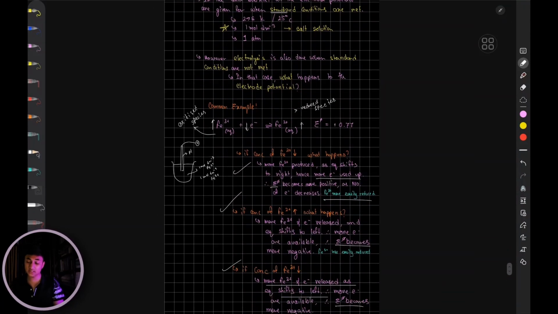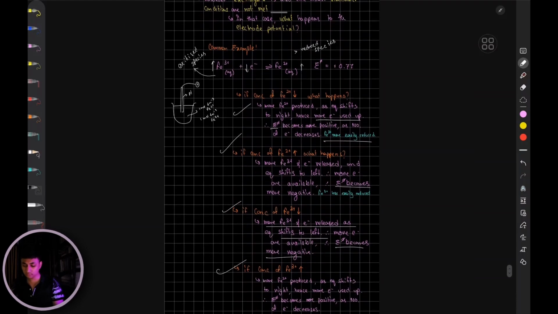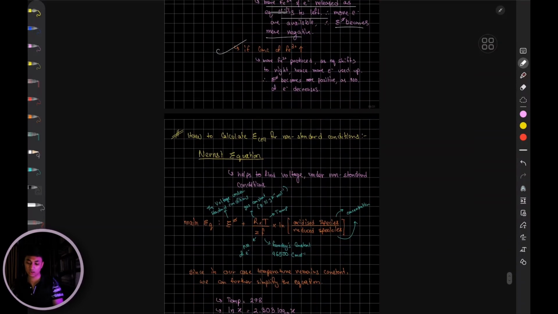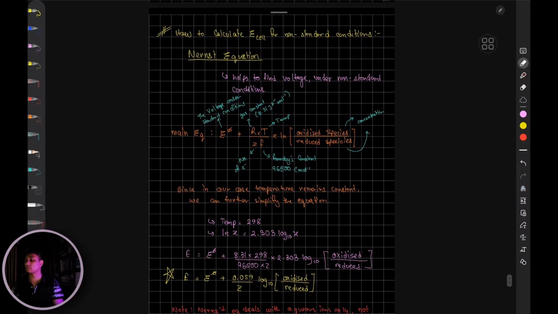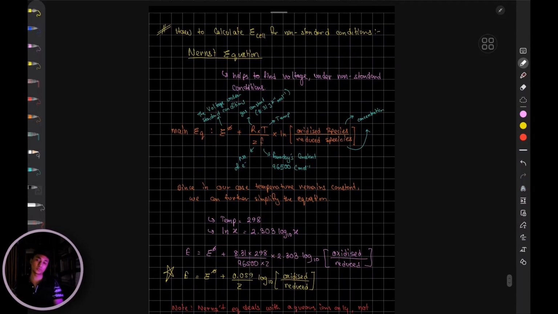So, okay. So this is in theory what's going to happen. And now we're going to understand how to calculate the change in the electrode potential. So we saw the changes in concentration of the oxidized species or reduced species. Now we're going to see how we can take those into account and calculate the absolute change in electrode potential.